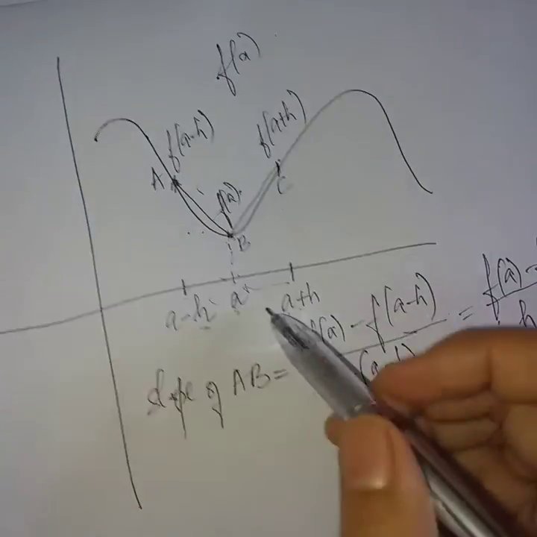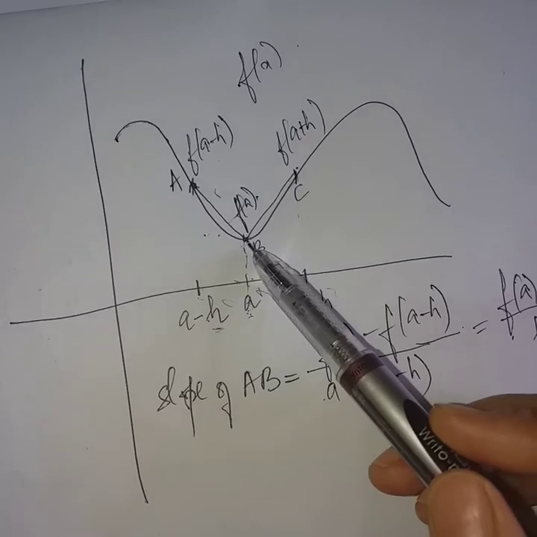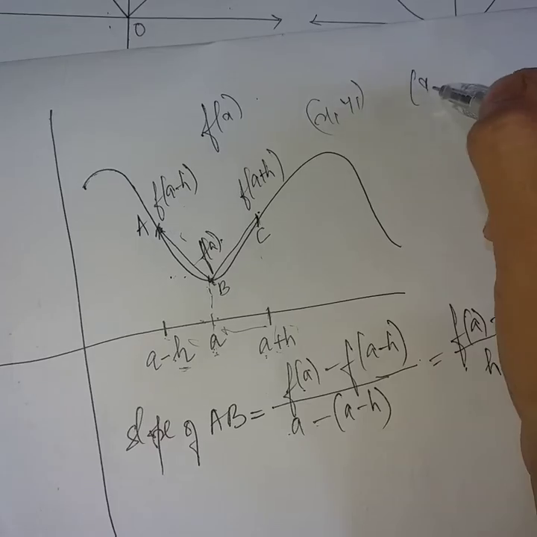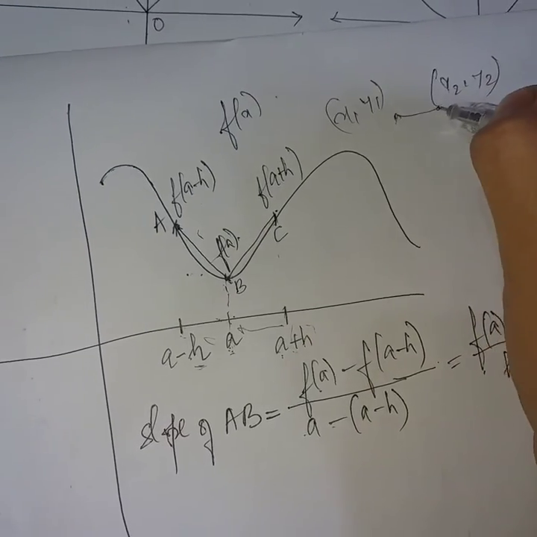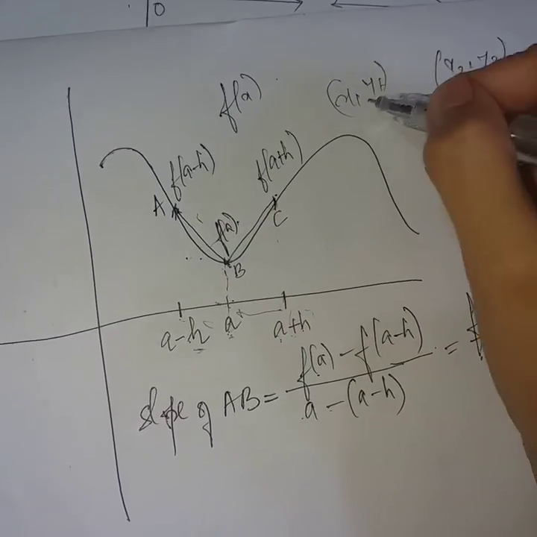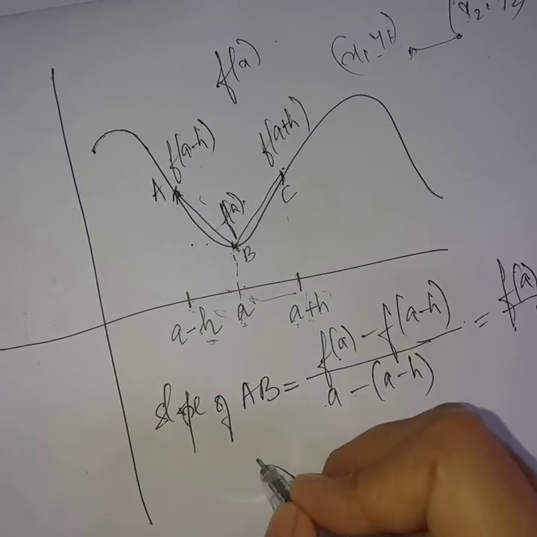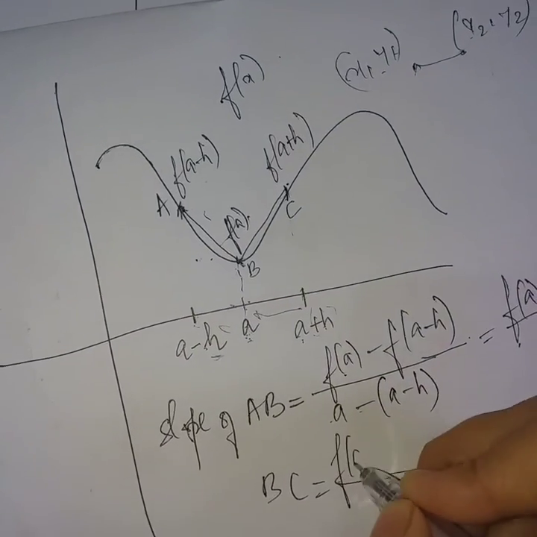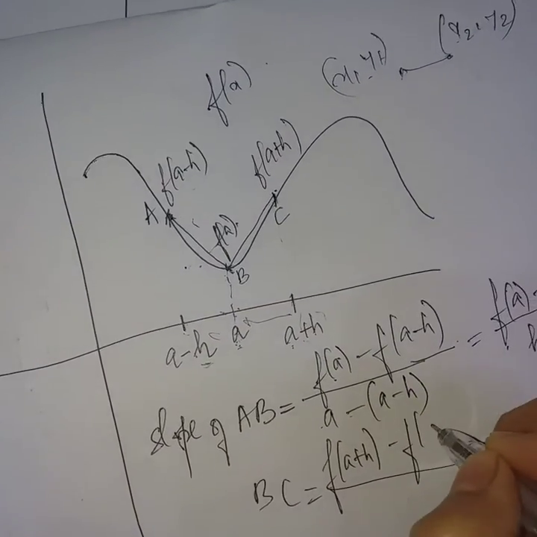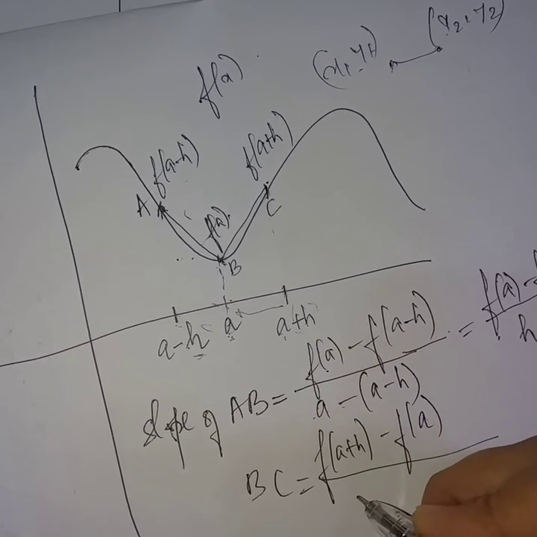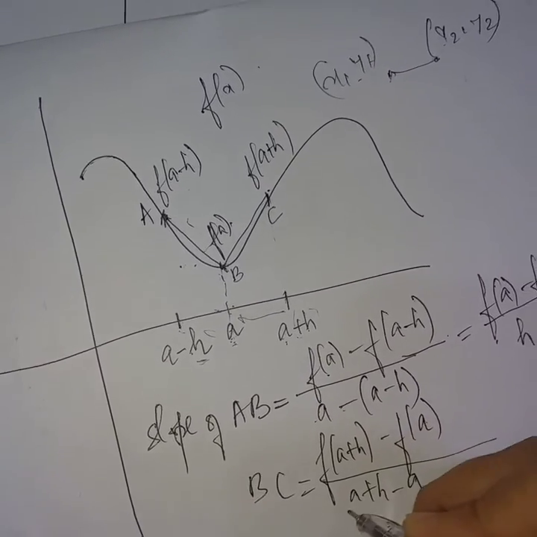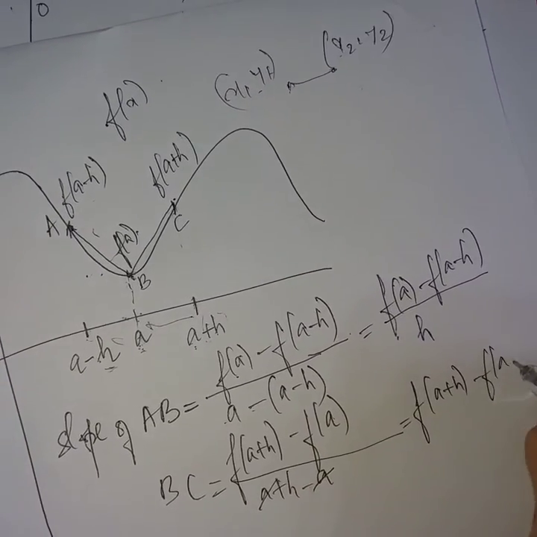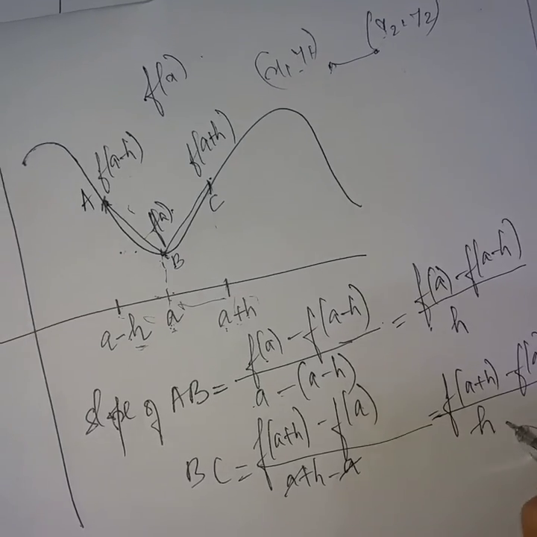So the slope of AB will be this, because we know that if x1, y1 and x2, y2 are the coordinates, then the slope of this line will be y2 minus y1 divided by x2 minus x1. The slope of BC will be f of A plus h minus f of A divided by A plus h minus A. A and A get cancelled, so it is f of A plus h minus f of A divided by h.